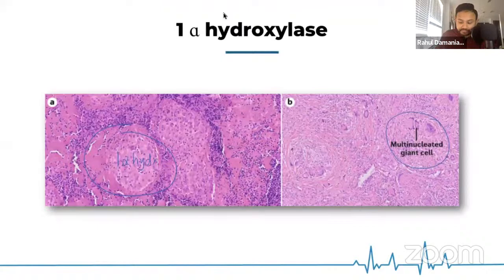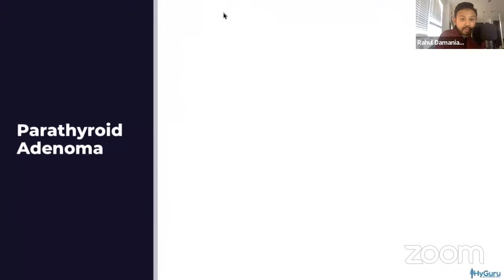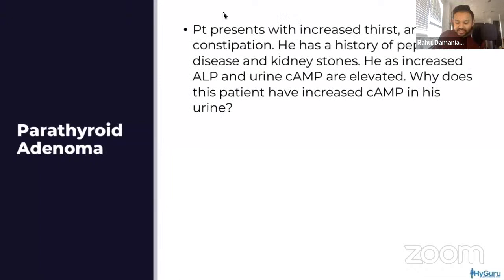Now we're going to be talking about the extreme of parathyroid hormone, and that's going to be a parathyroid adenoma. A patient presents with increased thirst and constipation. He has a history of peptic ulcer disease and kidney stones. He has increased alk-phos and urine cyclic AMP. Why does this patient have increased cyclic AMP in his urine?